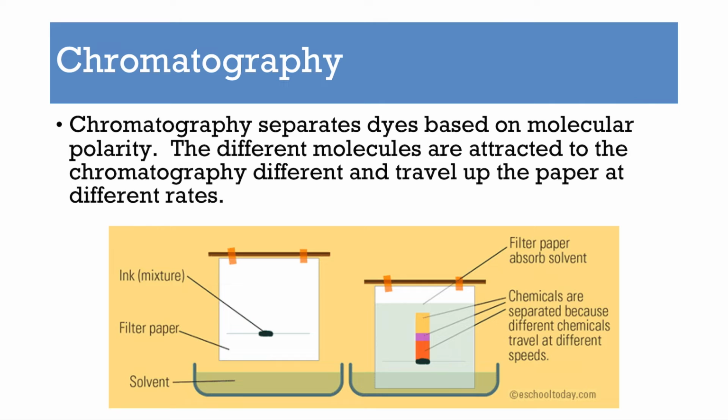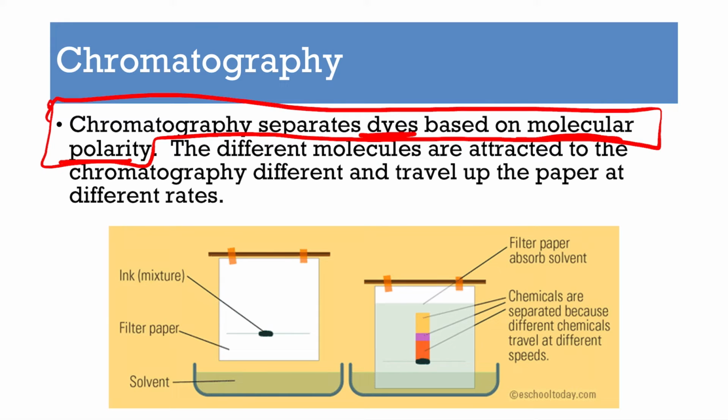Okay. Chromatography is probably something you've seen in living environment, and it separates dyes based on molecular polarity. In living environment, you probably didn't cover what molecular polarity is, and we'll cover that later on this year. But just depending on how molecules interact with each other and how they're actually built, that determines their polarity. For right now, all you need to know is that chromatography separates dyes by polarity. Again, what polarity means, we'll save for later on.